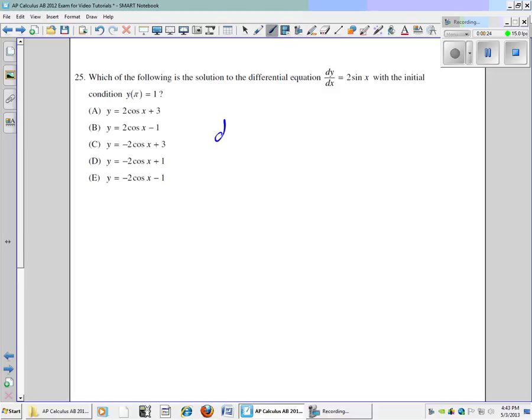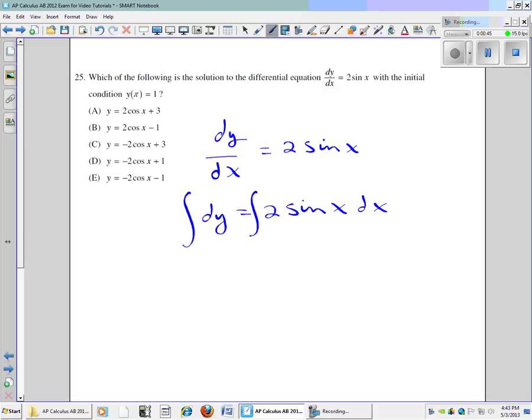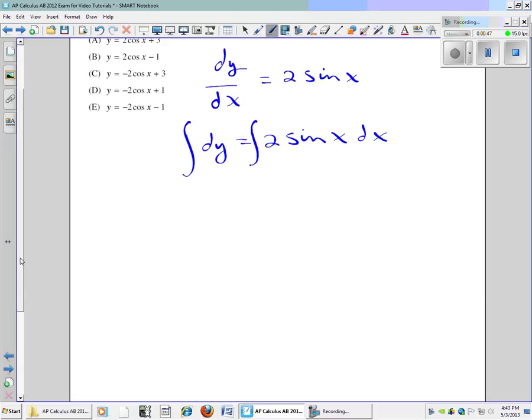We have dy/dx, the derivative of y with respect to x, is equal to 2 times the sine of x. And we need a separation of variables. So let's rewrite this as dy is equal to 2 times the sine of x dx. Now let's take the integral of both sides, and think of this as being a 1 that's in front. So we'll get a y plus a constant, c1.